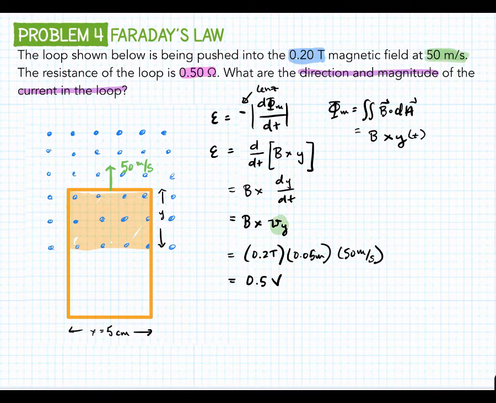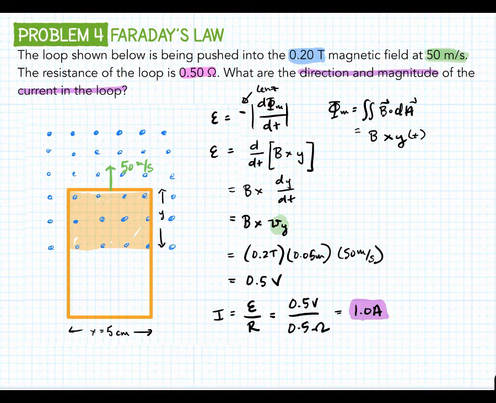And if we want the current, well, then we just have to go back to Ohm's law. So that's just going to be V equals IR. So this is going to be V over R, which is 0.5 volts divided by 0.5 ohms. And conveniently, this just gives us 1 amp. So we're looking for current. We want magnitude. That's our magnitude. But we still need direction.